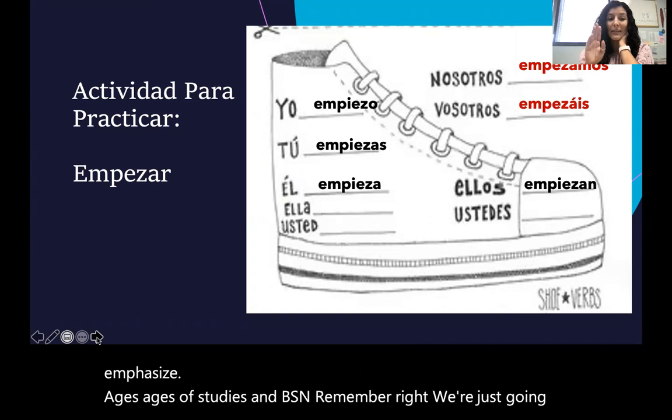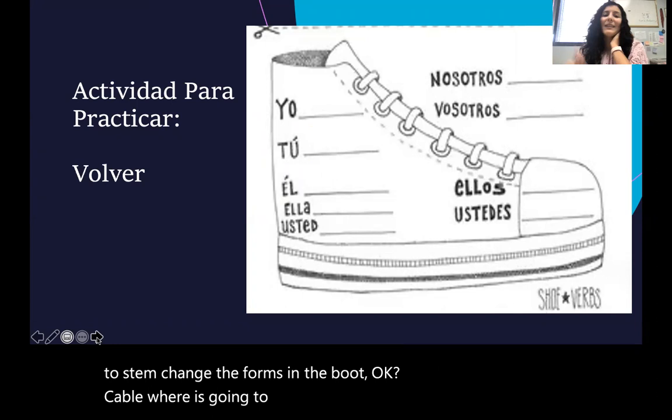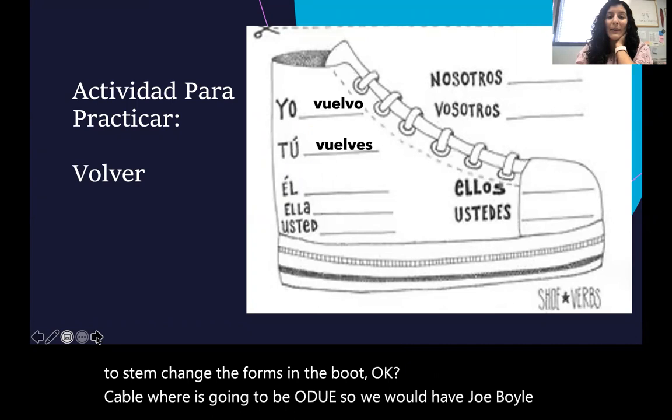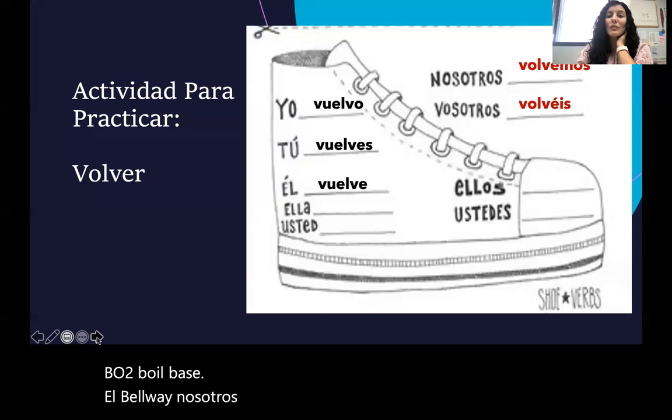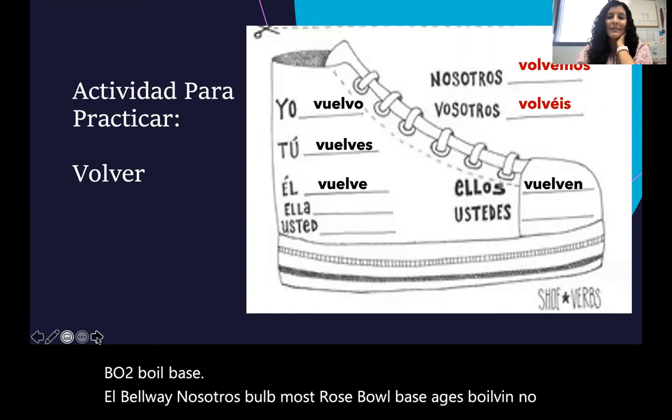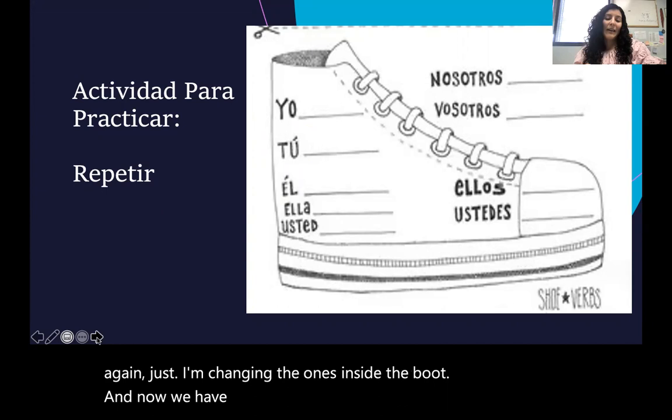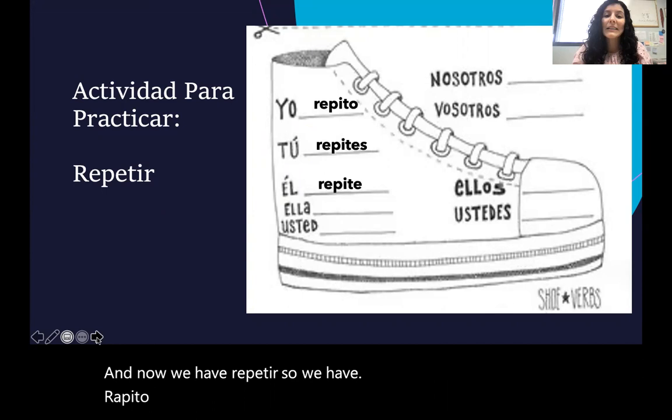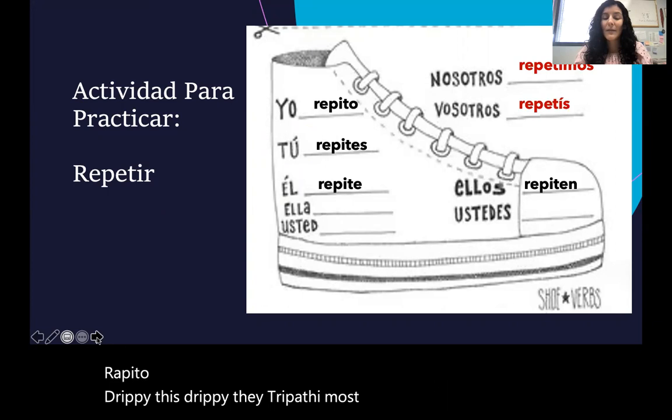Okay, volver is going to be O to UE. So we would have yo vuelvo, tú vuelves, él vuelve, nosotros volvemos, vosotros volvéis, ellos vuelven. Again, just stem changing the ones inside the boot. And now we have repetir. So we have repito, repites, repite, repetimos, repetís, repiten. Okay.